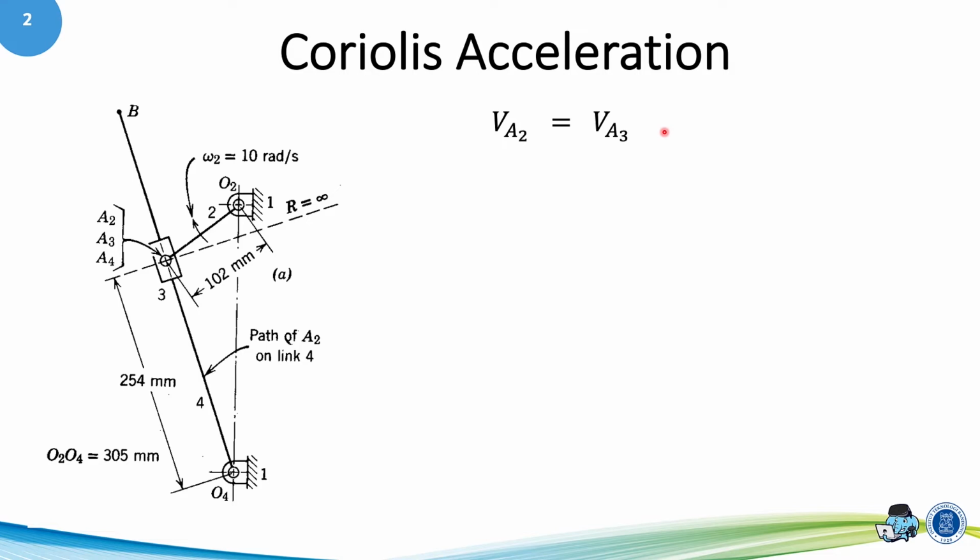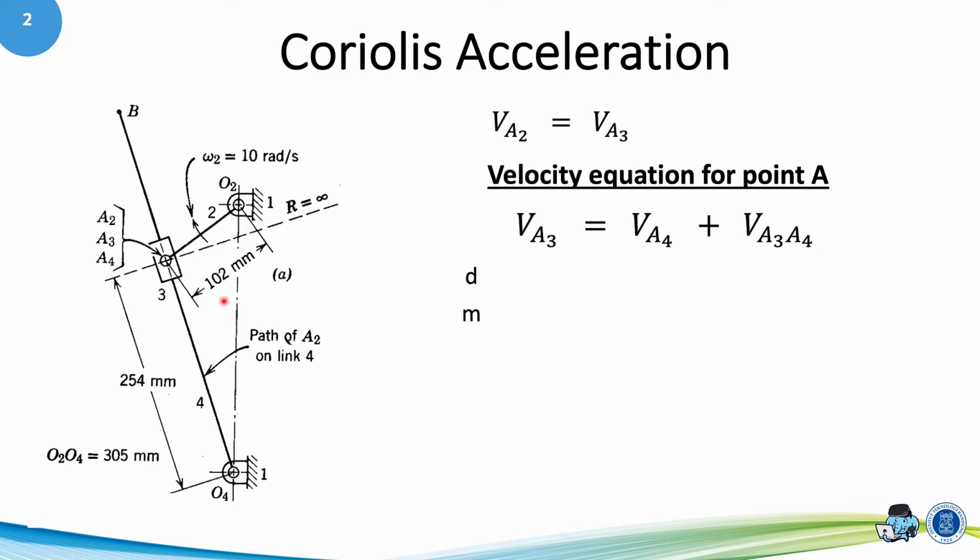And then we must construct the velocity equation for the point A. Don't forget, if there is a coincident point, we must identify the part of the relative motion. For this simple mechanism, we can identify the part of VA3A4, so we can get this equation: VA3 equal to VA4 plus VA3A4.